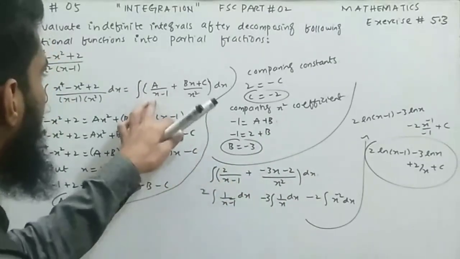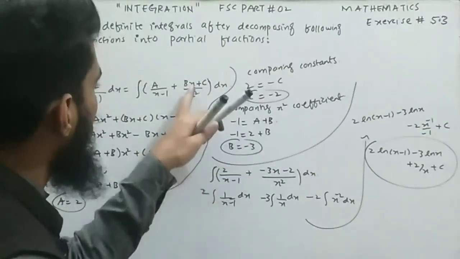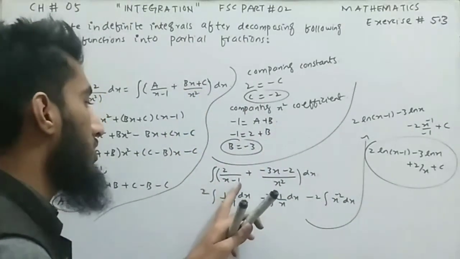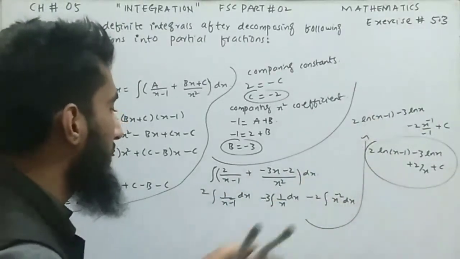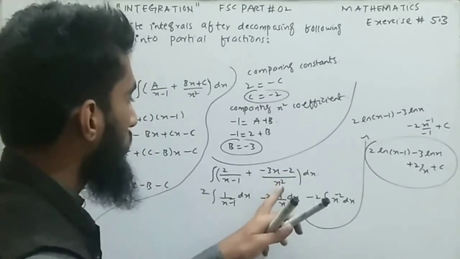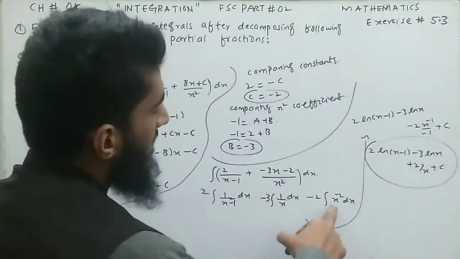Putting these three values in this integral, it becomes 2 by x minus 1 plus, B is actually negative, so negative 3x, C is actually negative 2, divided by x square. So 2 divided by x minus 1 integral is actually 2 ln of x minus 1. It becomes minus 3x by x square which gives us minus 3 by x, and minus 2 by x square can be written as minus 2 into 1 over x square. It moves to the numerator, it becomes x power negative 2.